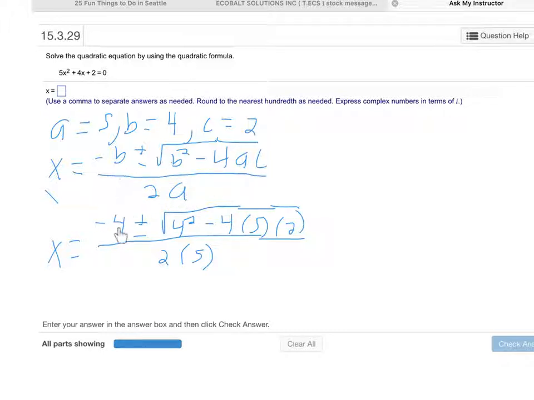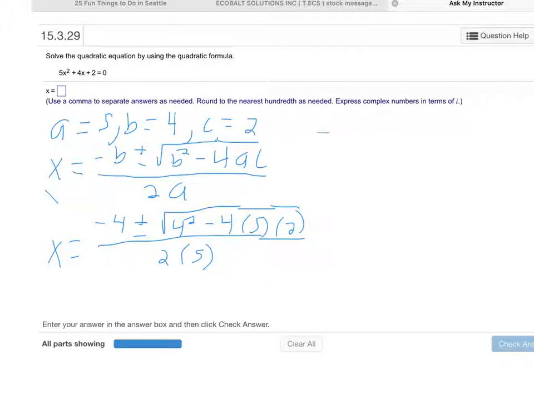So in place of b here and also here, I'm putting a 4. In place of a, I'm putting a 5 here and here. Then there's only one place for c, and I'm placing a 2. So I have it in the quadratic formula. The last step is to simplify this result.